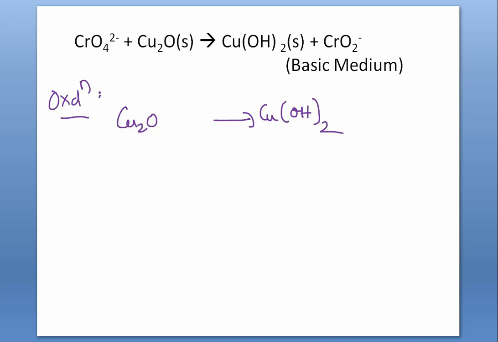Then we have to play with the rules. Tell me what to do. First rule you have to apply. Here there are 2 copper atoms. Here there is 1 copper atom. So your first rule says you have to equalize that. So you multiply by 2.